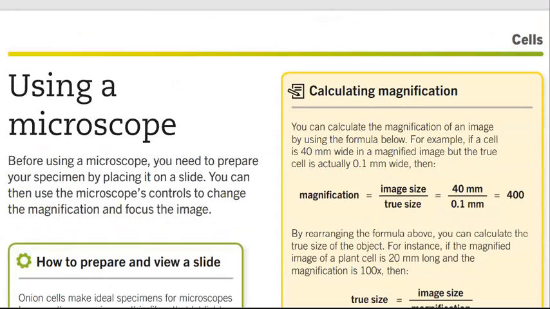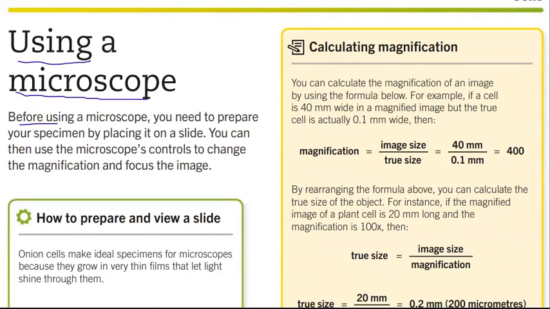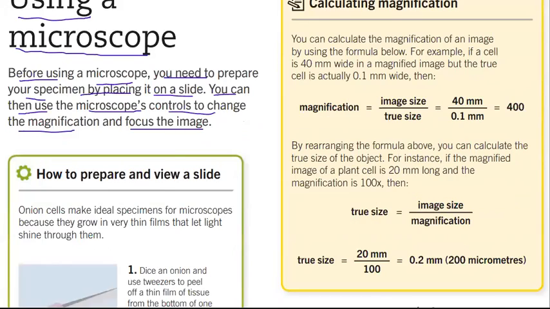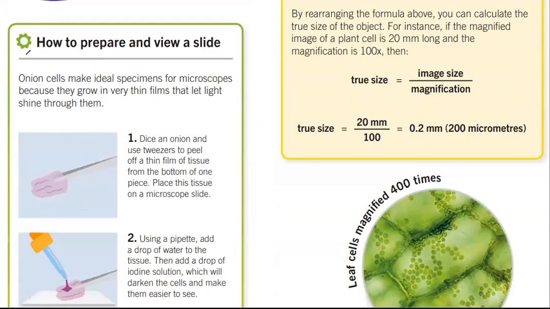Using a microscope, we can also calculate magnification. Before using the microscope, you need to prepare your specimen by placing it on a slide. You can then use the microscope's controls to change the magnification and focus the image. I'll show how to prepare and view a slide. For example, you take onion cells. Onion cells make ideal specimens for microscopes because they grow in very thin films that let light shine through them.